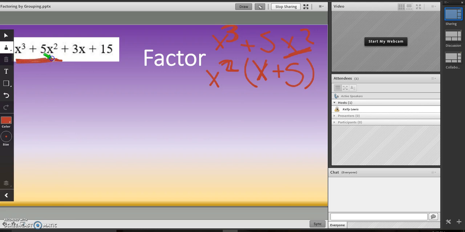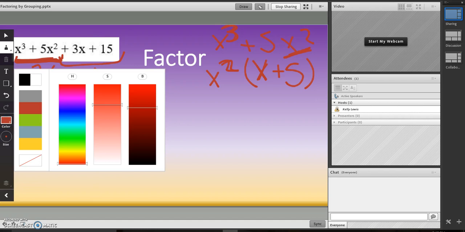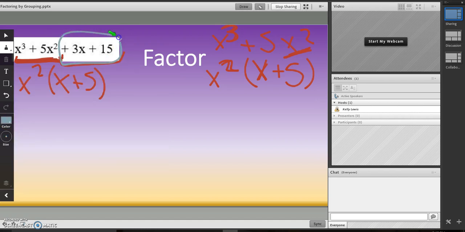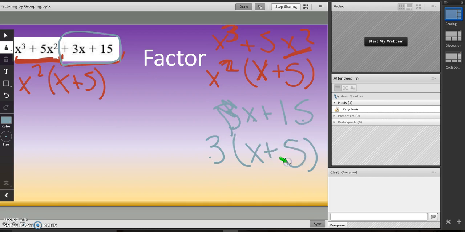So for this piece, because remember you do it in groups, I have x squared, parentheses x plus 5. Now I need to do this piece, 3x plus 15. I'm only looking at that piece, and their greatest common factor is a 3. So 3x divided by 3 is just an x, and then we have our plus sign, and 15 divided by 3 is 5. Notice again, it's the exact same thing, so we know we're on the right track. This 3 is positive.